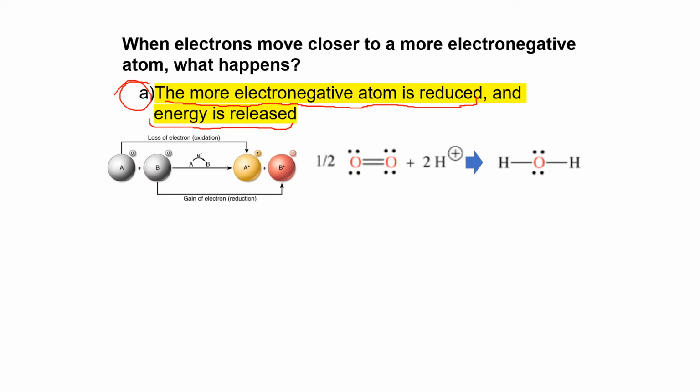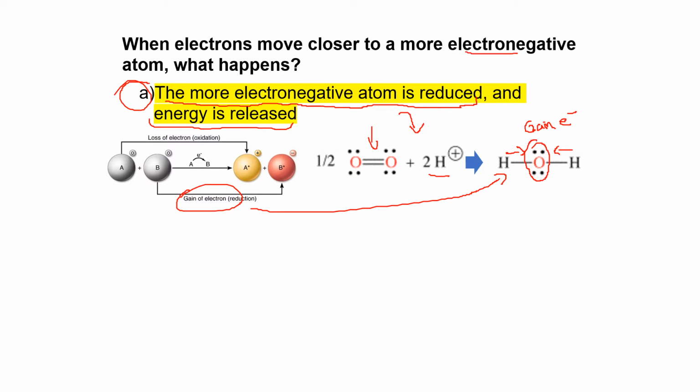To do that, I want you to see this chemical reaction. Here you have molecular oxygen, and here you have hydrogen. As you can see, as oxygen is so electronegative, the electrons are getting closer to the oxygen, so it's gaining electrons. So this one definitely is reduced. So the oxygen is reduced. The more electronegative atom is going to be reduced. That is easy. Now let's see what happened with the energy.